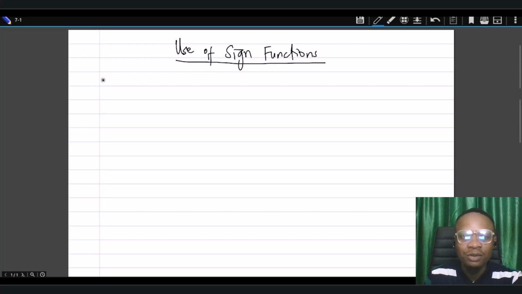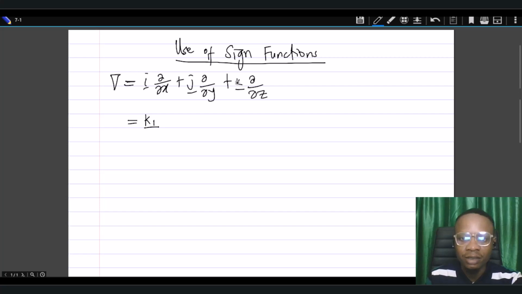And you should know so far that nabla is the most important thing. So we should firstly see how we define nabla using these sign functions. We know, of course, that nabla is i del x plus j del y plus k del z. This can also be represented as k1, implying that we're using k1 instead of i, we will use k2 instead of j, we will use k3 instead of k. Instead of using i, j, k for the unit vectors, we'll be using k1, k2, k3.